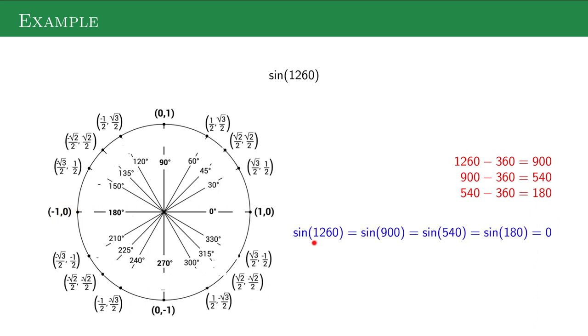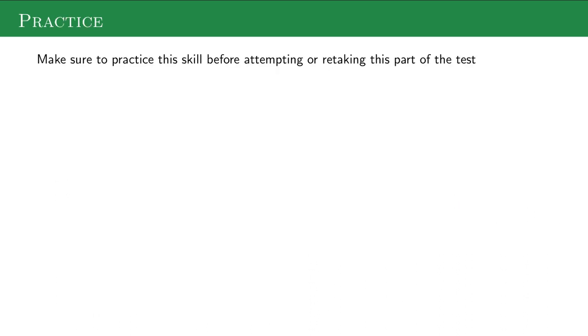So all of these sines would be equal to each other. The only one I can do on the unit circle is the very last one, because that's smaller than 360, and I get my answer. So now you can find the sine and cosine value of any angle using your unit circle.